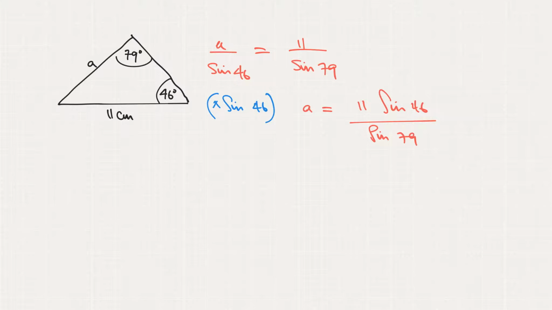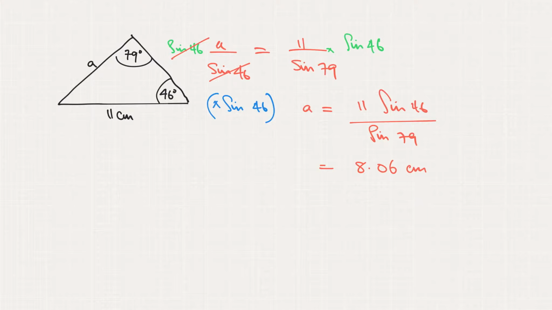I've cut a few corners there, but what I actually did was multiply by sine of 46 on this side and on that side over there, and then that cancels out, leaving me with just the a on its own. And then this multiplies by 11, giving me that there. A quick job in the calculator gives an answer of 8.06. Let's leave it to three significant figures: 8.06 centimeters. And that is pretty much done. That's the sine rule used and done.